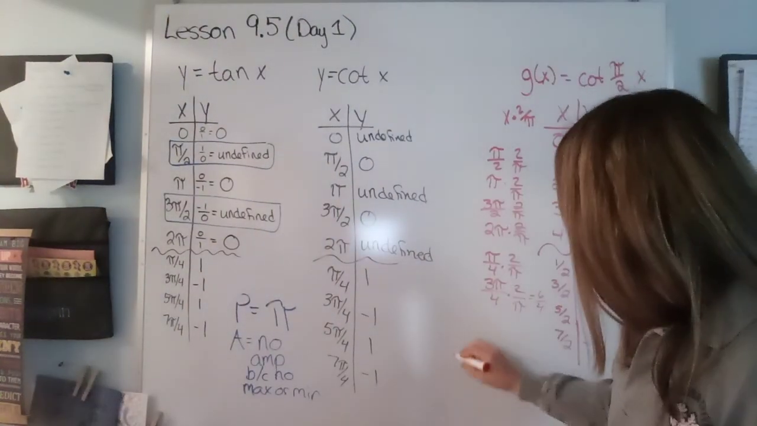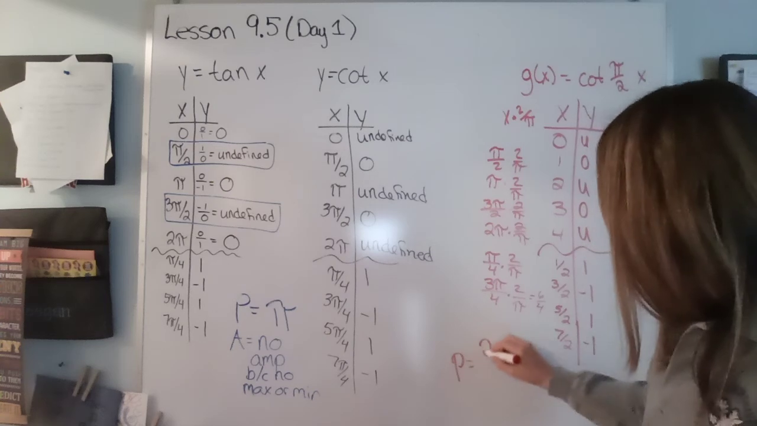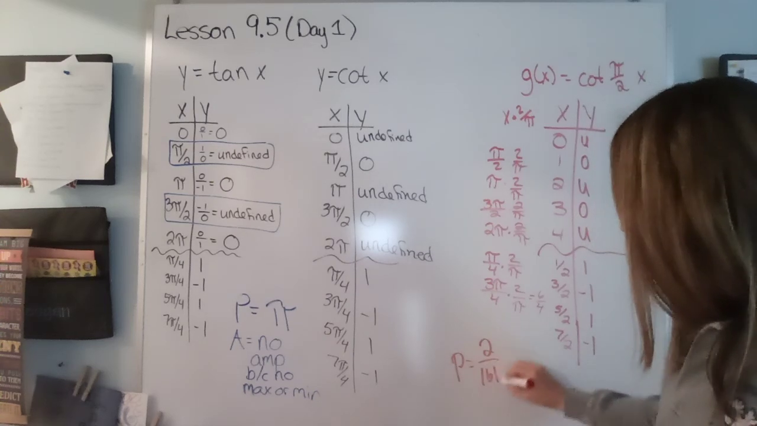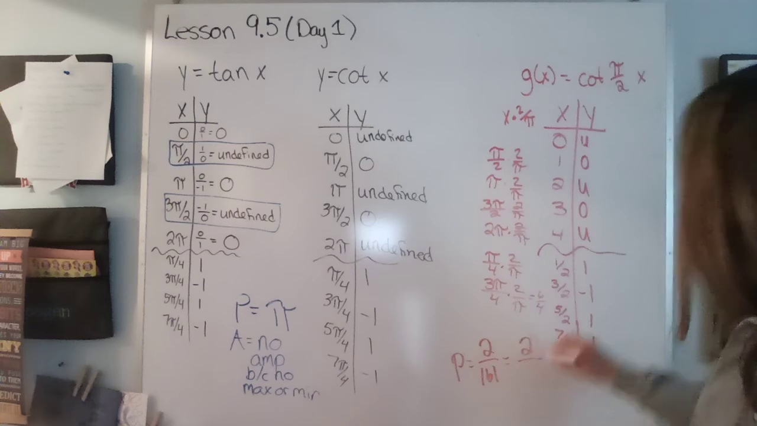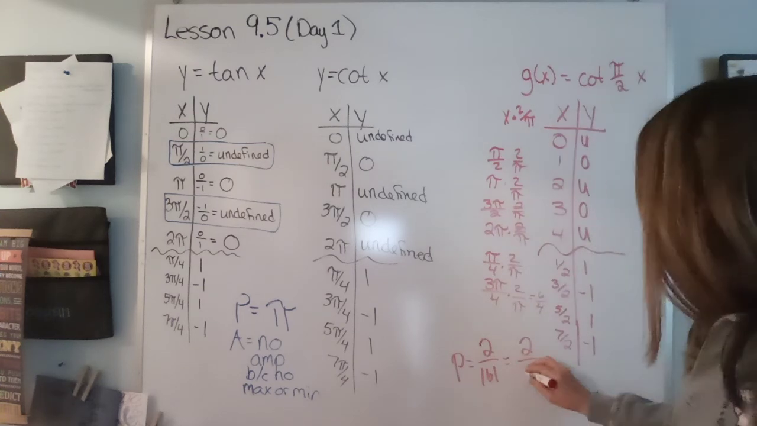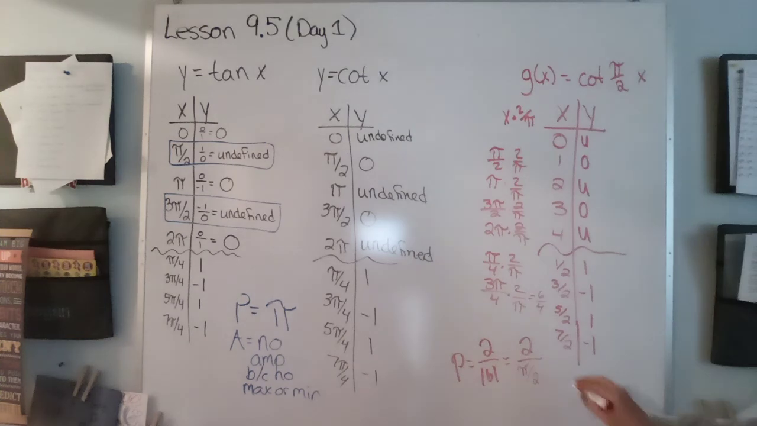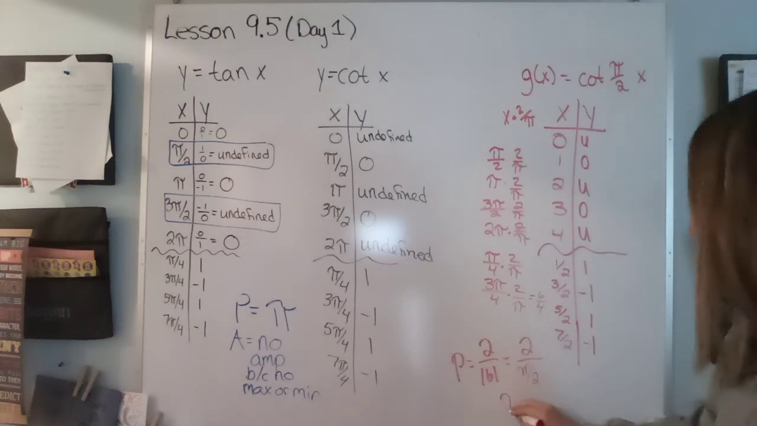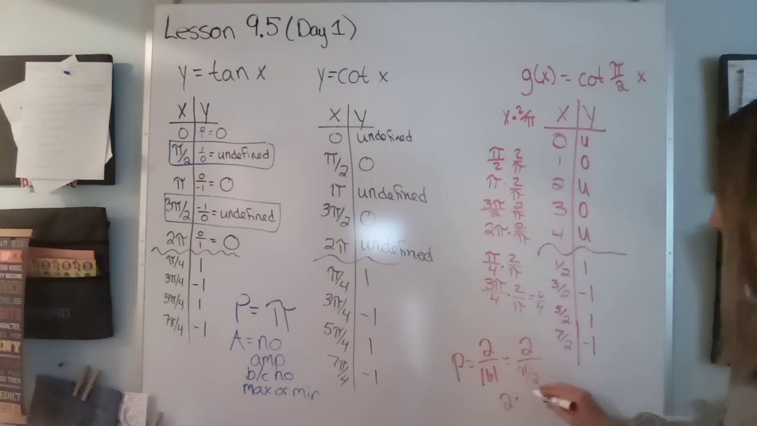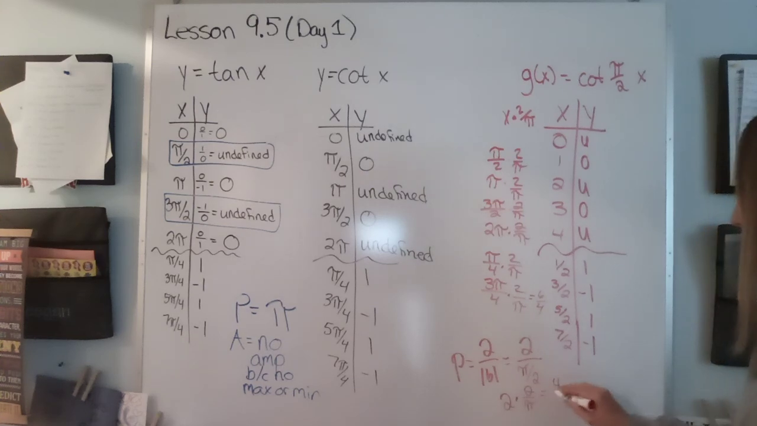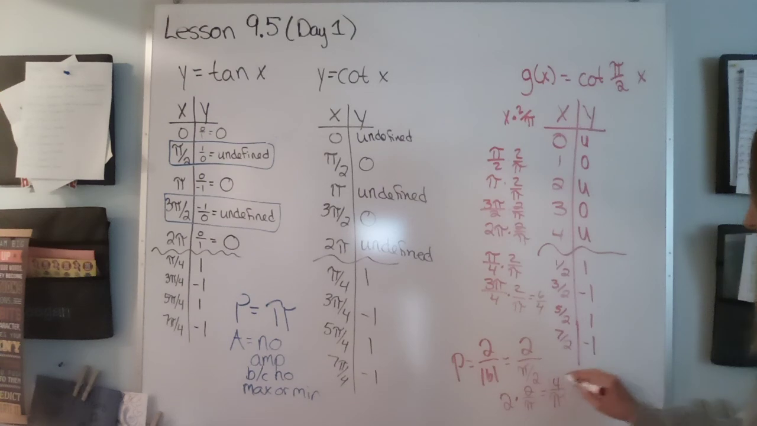The period, remember, is 2 over the absolute value of b. So that's 2 over pi over 2. It's ugly. You can't leave it like that. It's a complex fraction. So write it out as 2 times the reciprocal, which is 2 over pi. So that's going to be 4 over pi is your period.